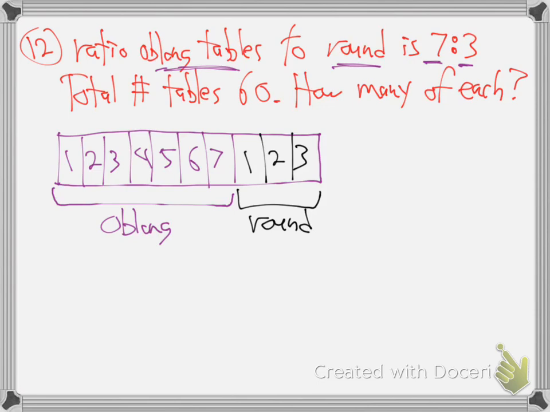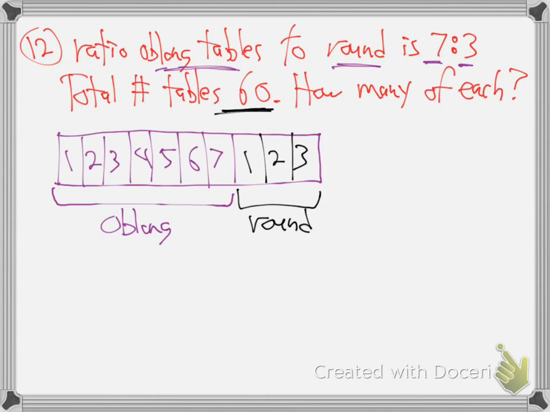So the ratio of oblong tables to round is 7 to 3. And they say the total number of tables is 60. How many of each? What should I do? What kind of fraction should I set up? What's the 60? Is that oblong? Is it round? It's total. So we've got to get total in there, don't we? Because they're giving me total. See how I know that? So if they give you the total, you've got to get total into the problem.